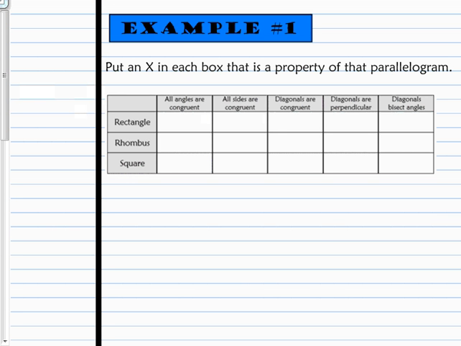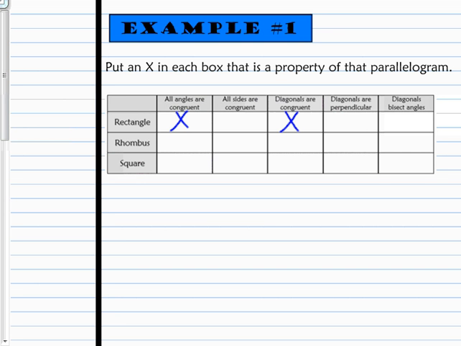Let's move down to example 1. We're going to put an X in each box that is a property of a parallelogram. So we're going to be using the bullet points that we just filled in. So a rectangle, what does it say about rectangles? It says that all angles are congruent. So we can check that. And then it also says that the diagonals are congruent. Those are the only 2 things that we know about rectangles.